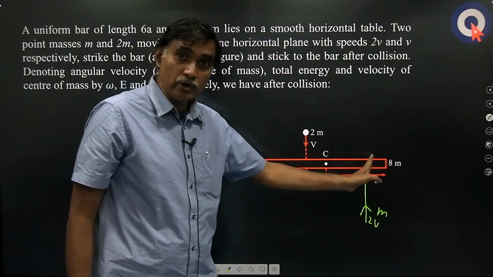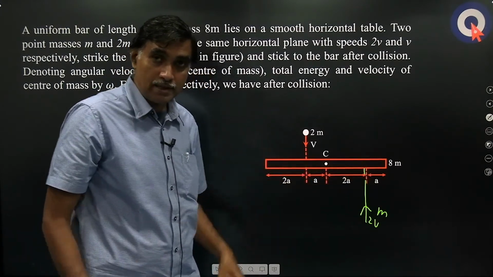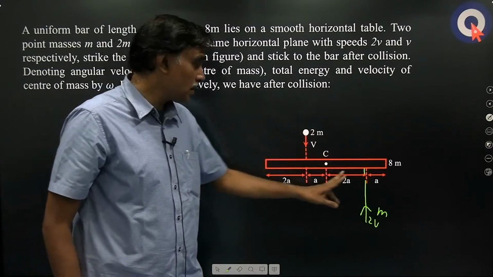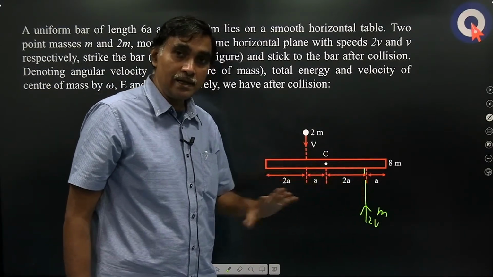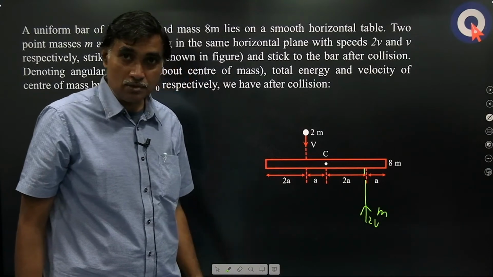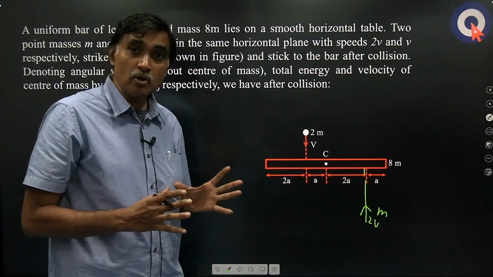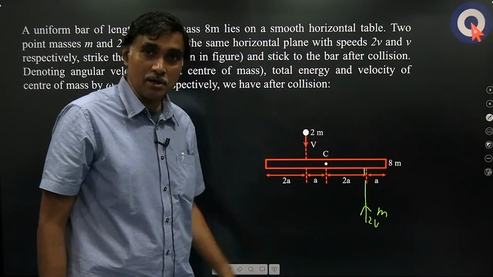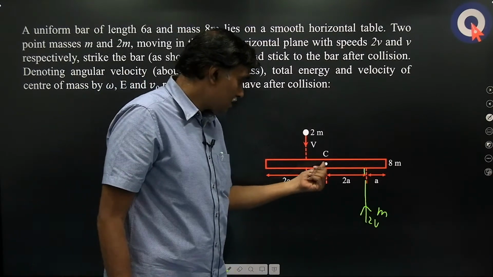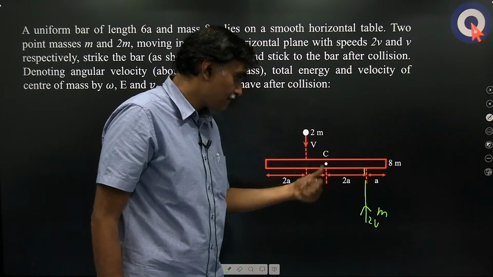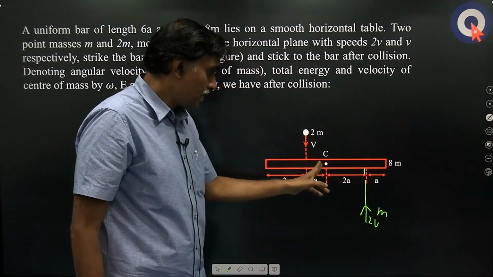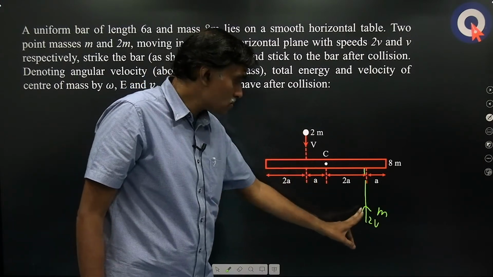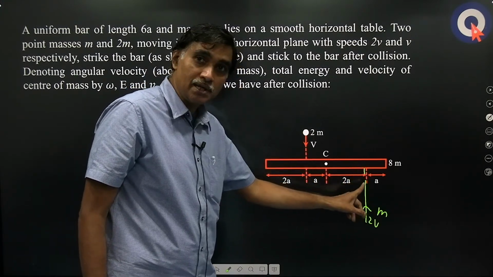Because this rod is free to rotate and translate on a smooth horizontal surface, and these two collide and stick, the linear momentum of the system is conserved, and angular momentum about any point is conserved. But usually we will do angular momentum about the center of mass, and the center of mass of the rod is here. This 2m is colliding at a distance a and sticking here. M is colliding at a distance 2a and sticking here.